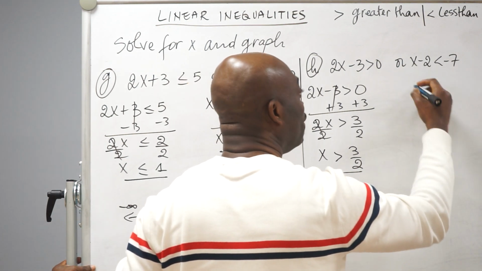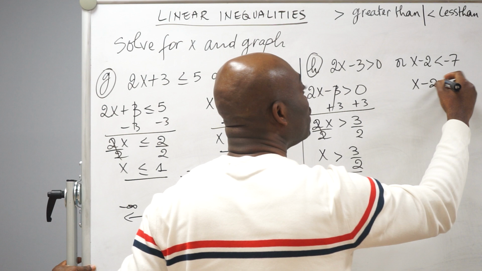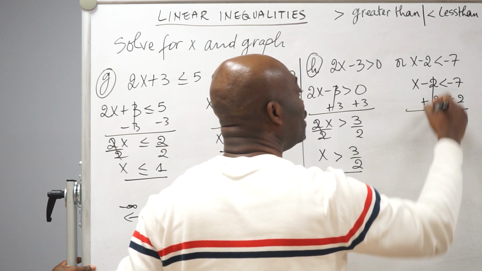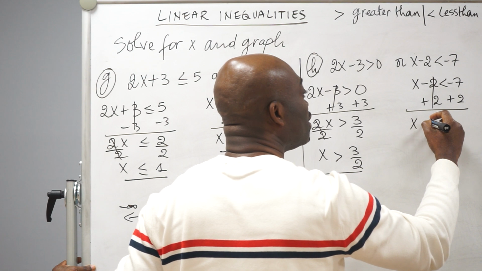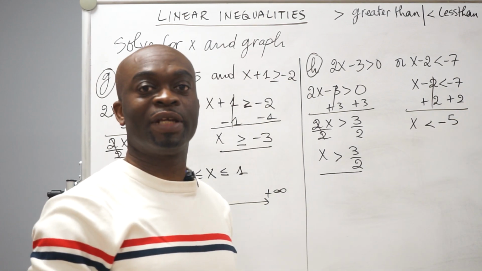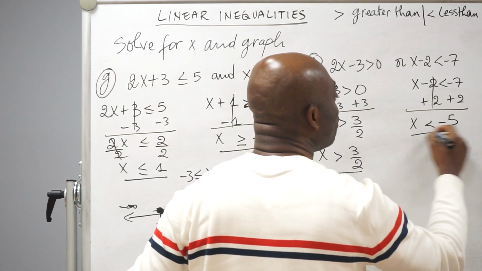So we have x minus 2 less than -7. So we have plus 2, right? Then we end up with x less than -5. -7 plus 2 is -5. So this is it. We're done with that.